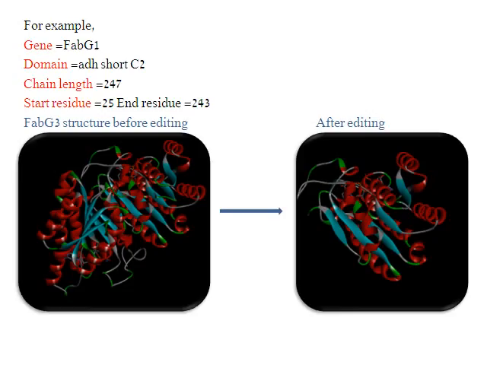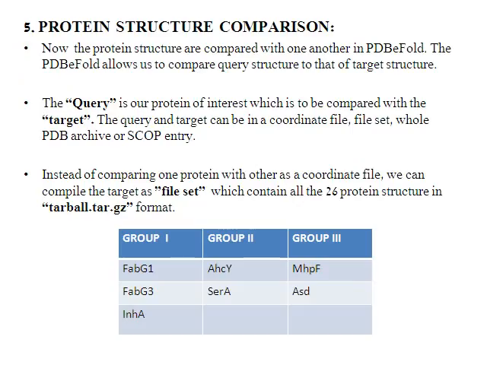The protein structure is edited using Discovery Studio, and the protein structures are downloaded as a PDB file from the PDB database. This is the example of FabG1, and we have the complete protein structure of FabG1 before editing and after editing.